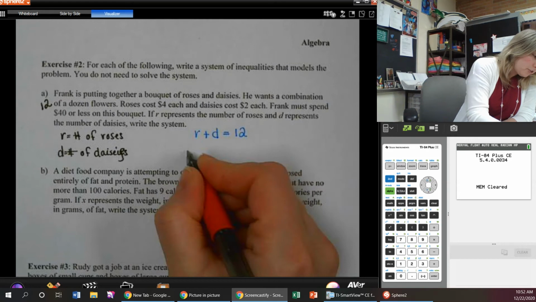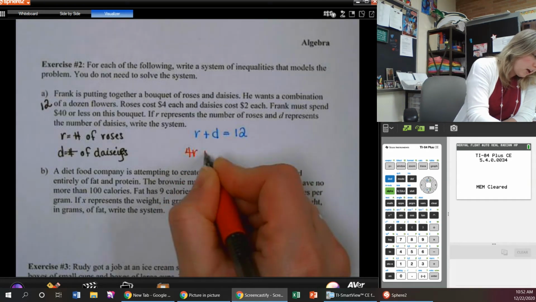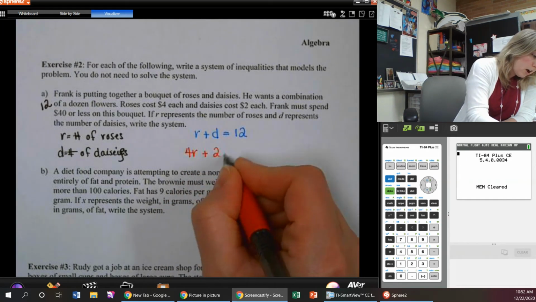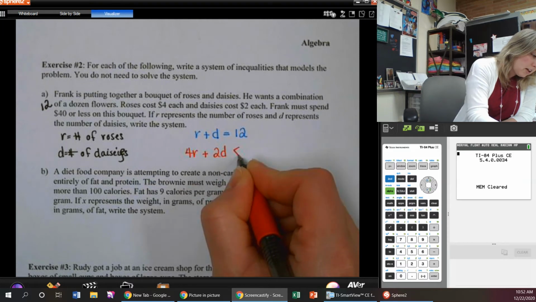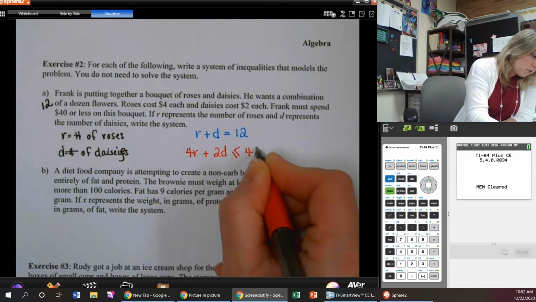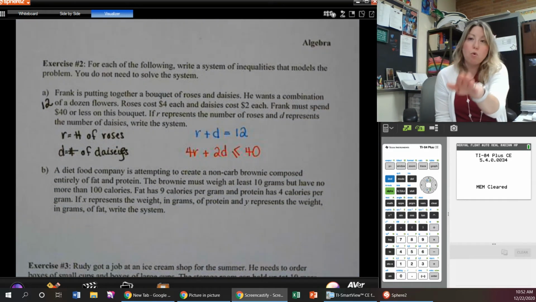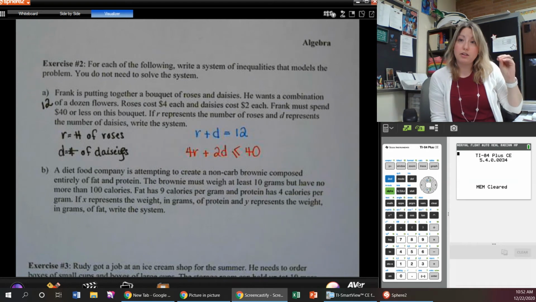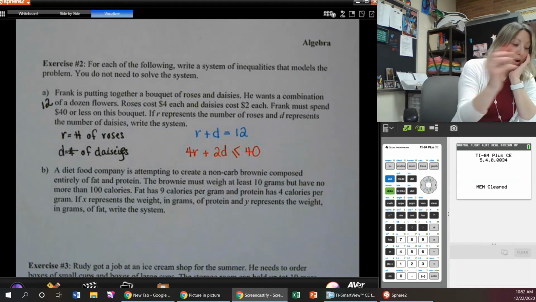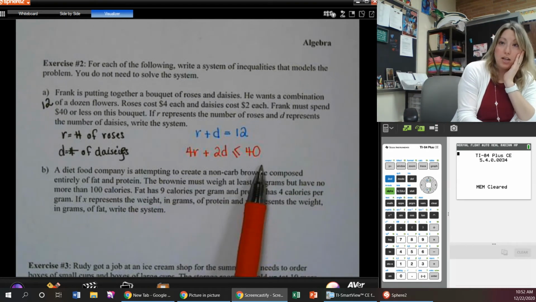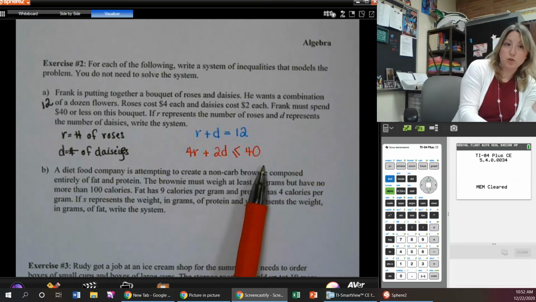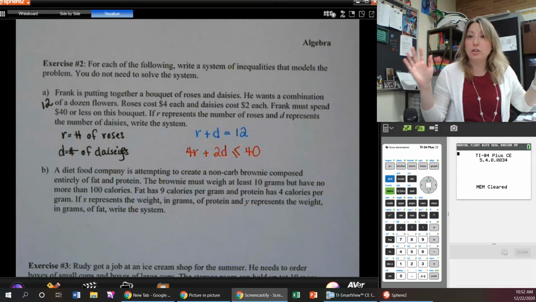Roses are $4, so 4 times R, plus daisies are $2, 2 times D, has to be less than or equal to $40, because it's $40 or less on the bouquet. Notice I had one equation that was just my numbers, getting a dozen flowers in the bouquet. My other equation was just my money, getting $40 or less for the bouquet to cost. That's it. I don't need to solve it. I'm done.